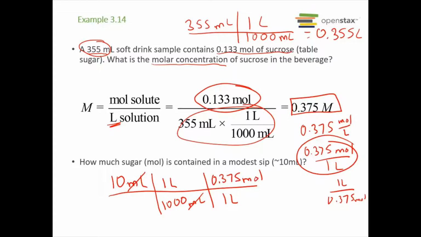Punch that into your calculator, and we get 0.004 moles of sugar. See, all our units cancel out, leaving us with moles.